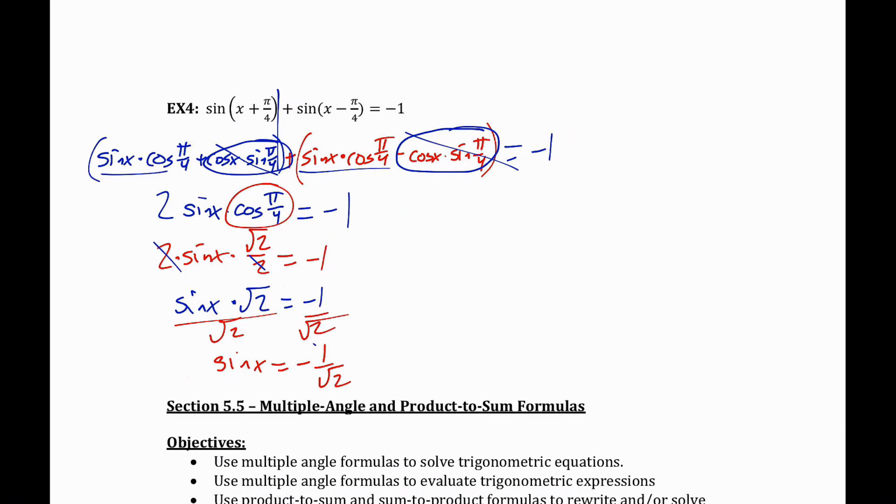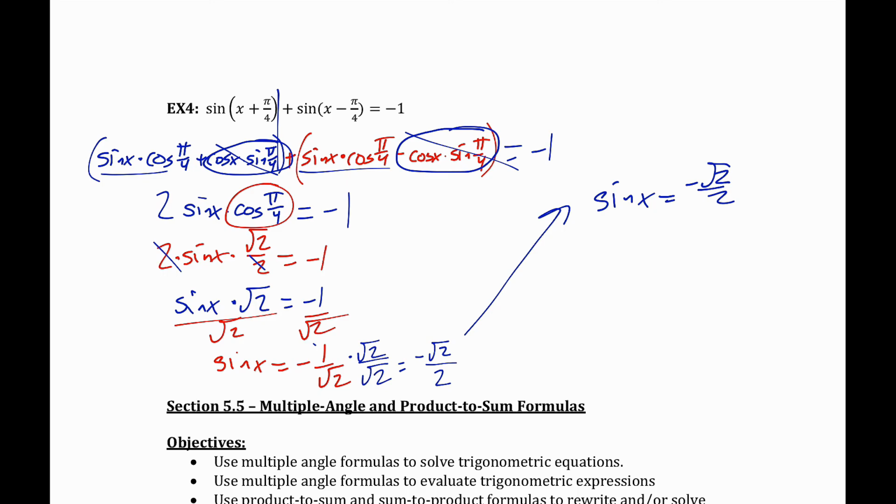Now, -1 over the square root of 2, that's an irrational denominator. We want to try to avoid that as much as possible. So to avoid that, we're going to multiply the numerator and denominator by that square root of 2, which gives us negative square root of 2. And the denominator, root 2 times itself, just gives us positive 2. Let me move this whole simplified version over here. We got the sine of x equals negative square root of 2 over 2.